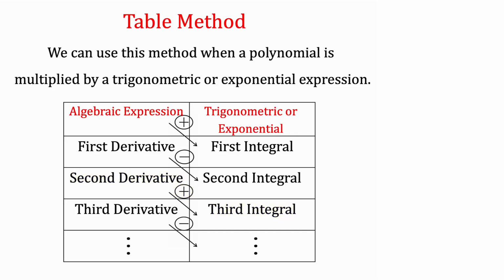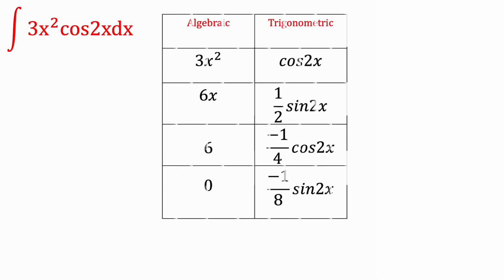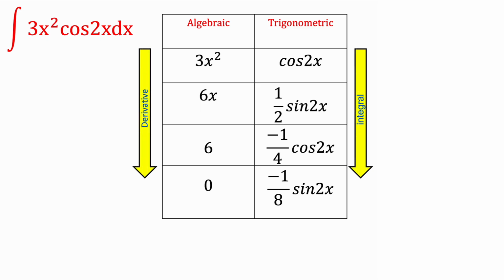So let's take a look at an example. We want to integrate 3x squared times cosine 2x. We have an algebraic term and a trigonometric term. I will set up two columns for this. I have written the algebraic term 3x squared and the trigonometric function cosine 2x. Now I will start taking derivatives from the left-hand column until it completely vanishes. The derivative of 3x squared is 6x. The derivative of 6x is 6. And the derivative of 6 is 0.